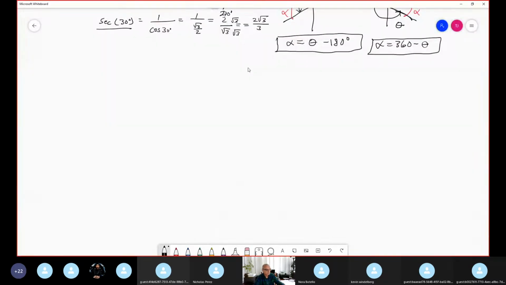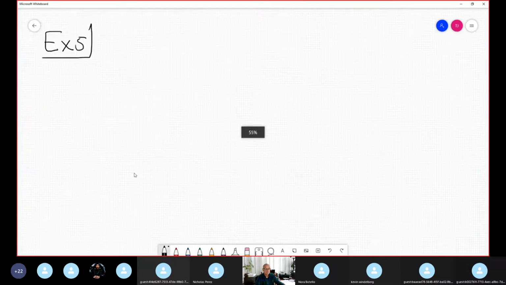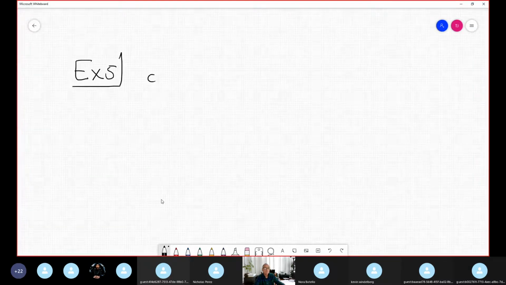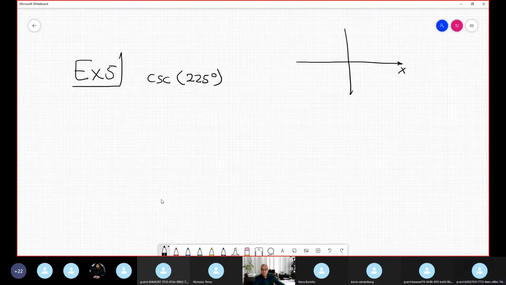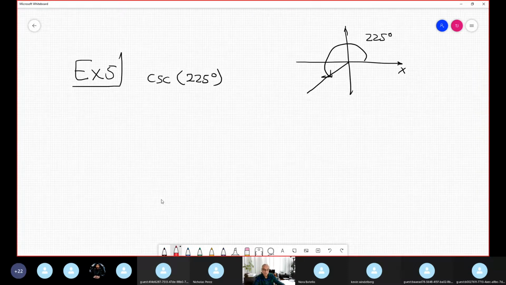Example number 5. Okay, I need to compute the cosecant of 225 degrees. Question number 1. In what quadrant does 225 degrees lie? Third quadrant. Exactly here. This is the thing you need to memorize a little bit, not too much, but at least the fundamental angle positions. So this is my theta.